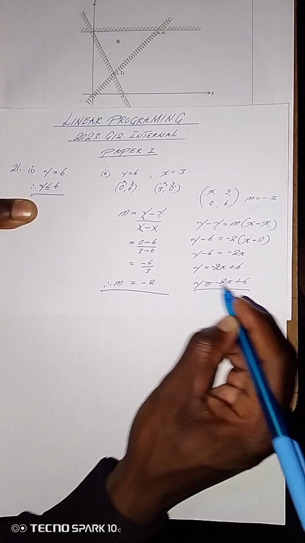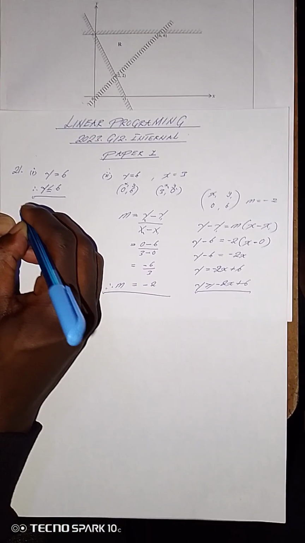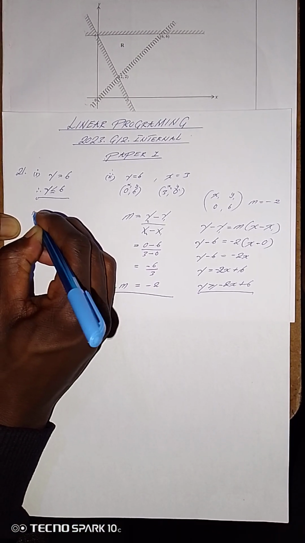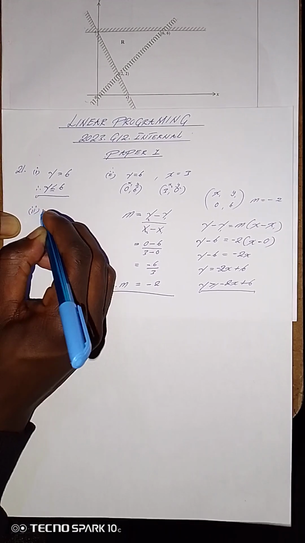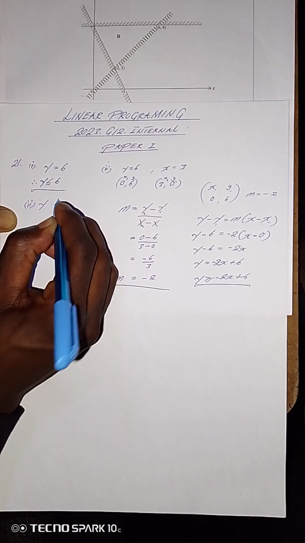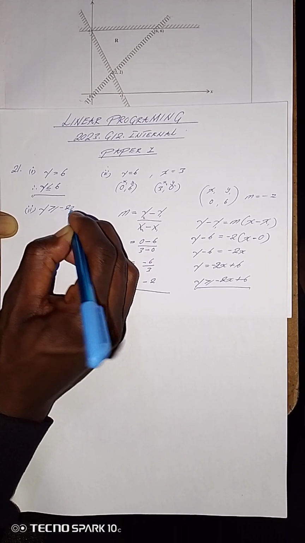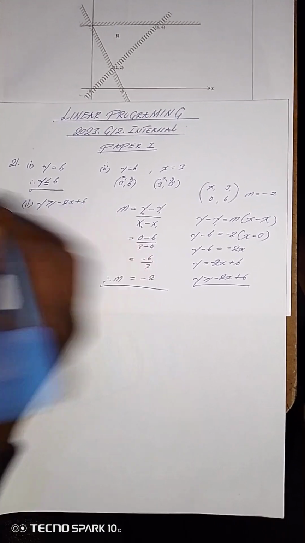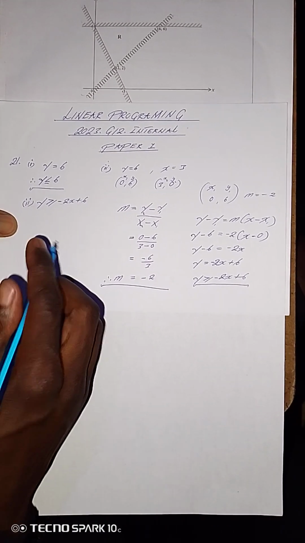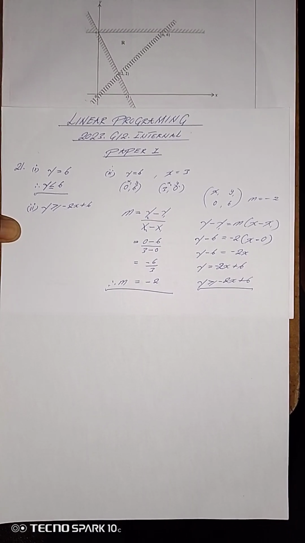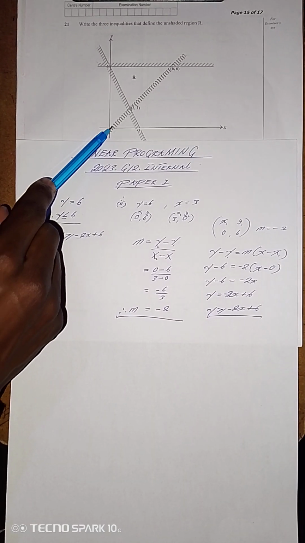So this one is the inequality number 2. We'll put it here. So y is greater or equal to negative 2x plus 6. So this is the second inequality. Now the third one is this one.